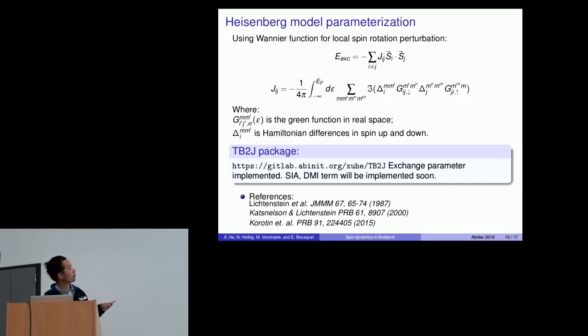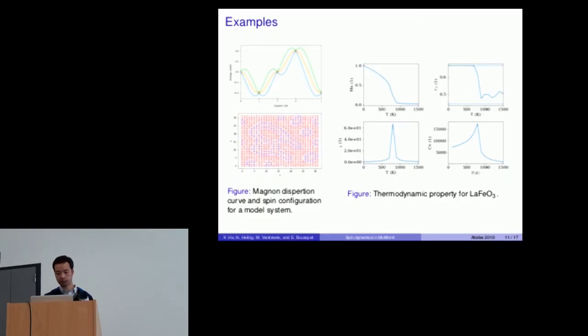This method is implemented in a Python package, which you can download from the MULTIBINIT GitLab. We have the exchange parameters implemented, and the single-ion anisotropy and Dzyaloshinskii-Moriya interaction will soon be implemented.